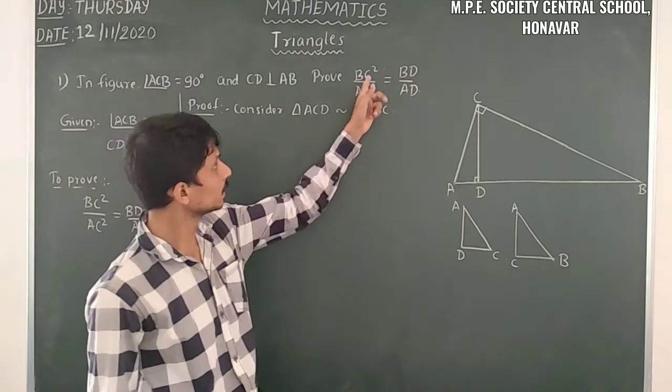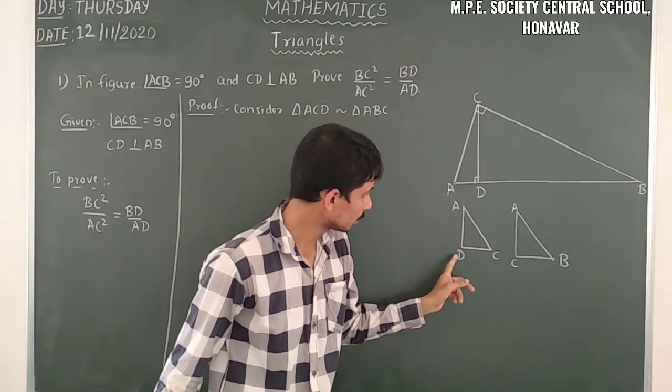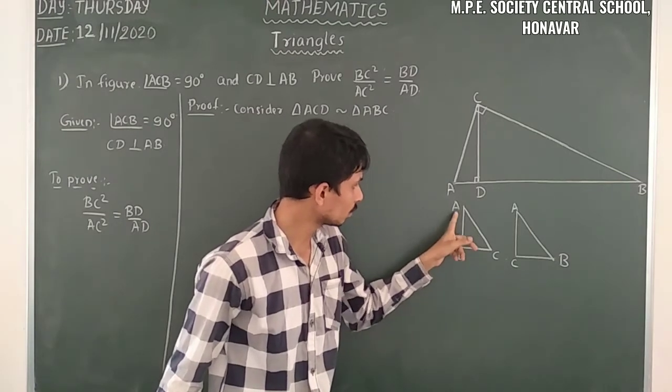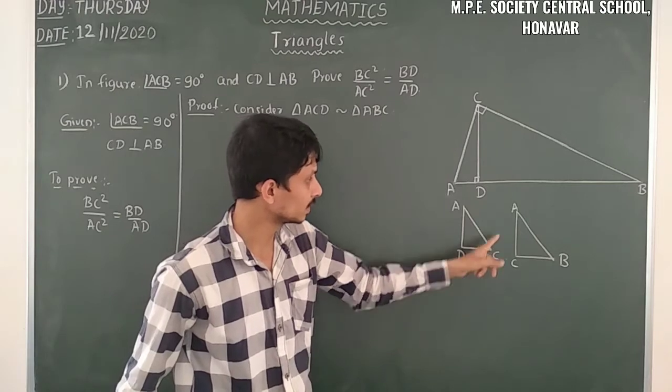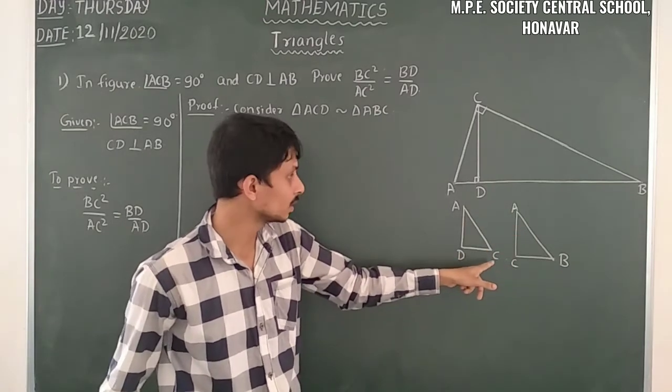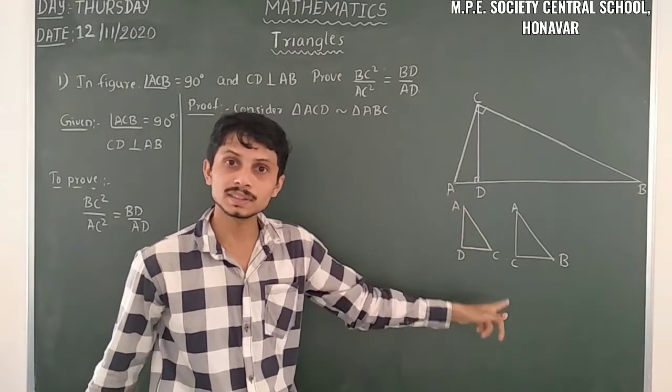Here what are the possibilities? BC square and AC square. Just observe, here BC square is not possible, AC square is possible. That means AC square is there here, and AC square is there here. So that's why we have to take this side and this side, the corresponding sides of this side and this side.